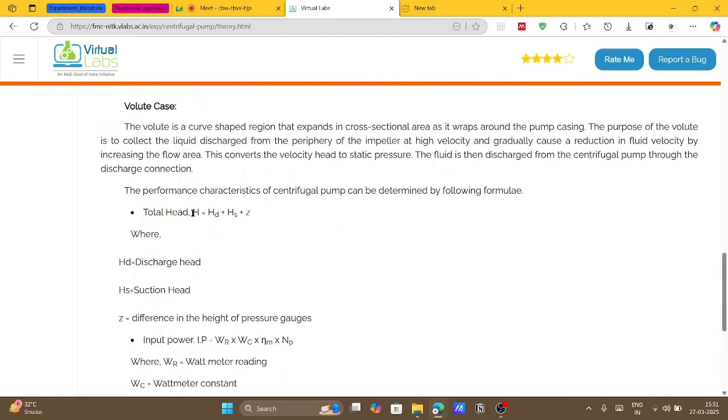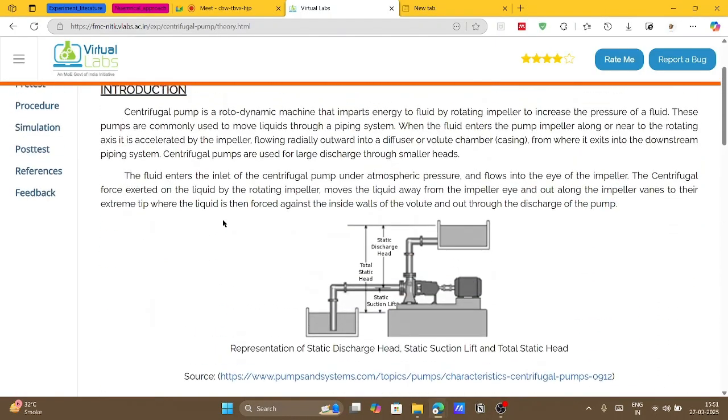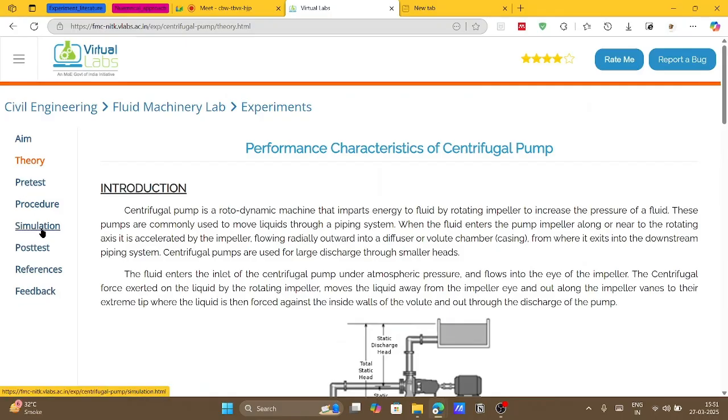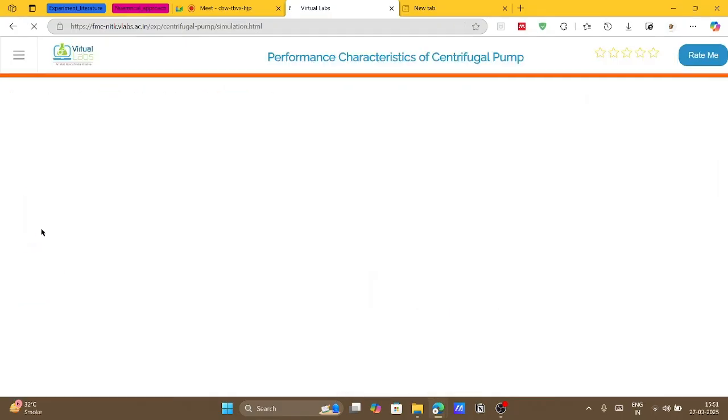I was saying this, that in the head calculation, the total head should be HD minus HS plus delta Z, right? So that should be a negative sign. I think they have made some sort of error here, because the same error has been seen in their calculation part, in the simulation part also.